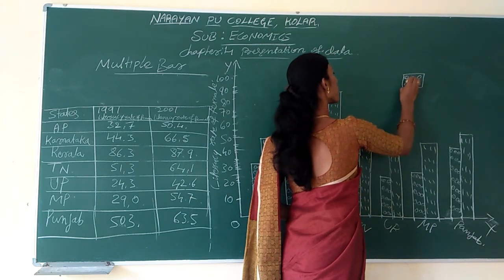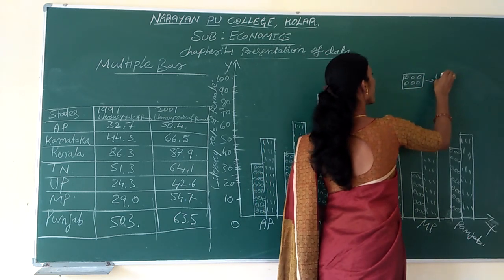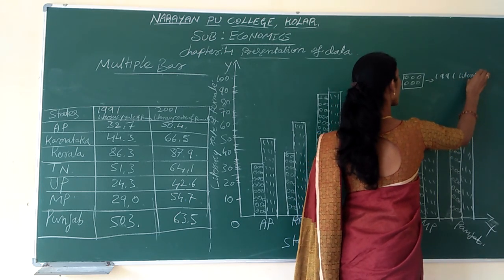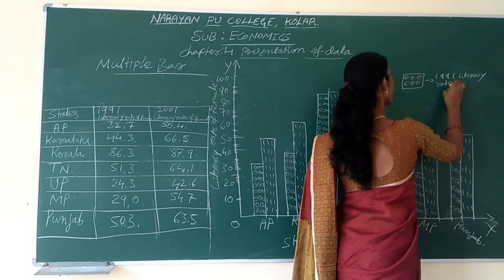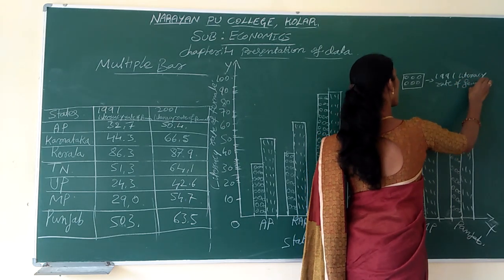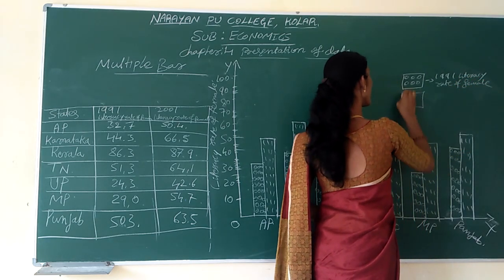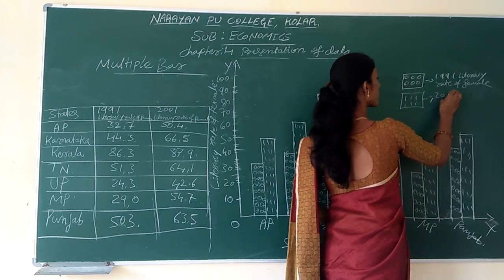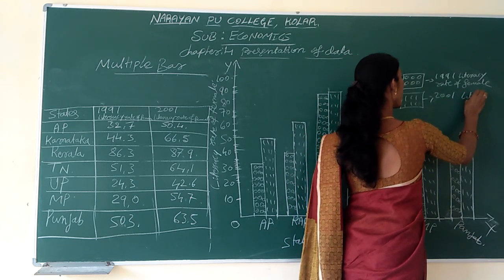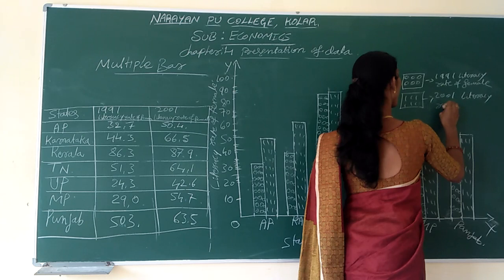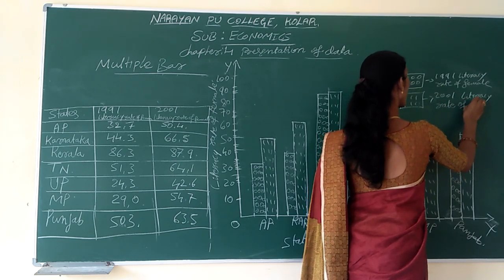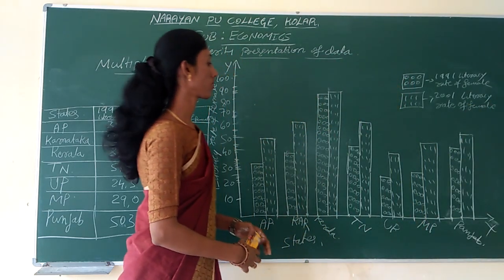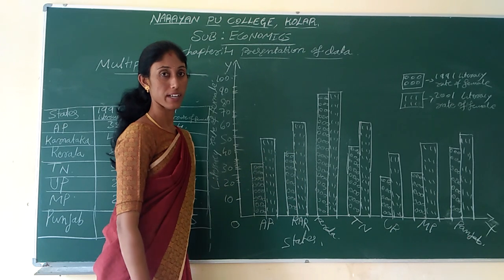Now, this bar is going to represent the 1991 literacy rate of female, and this dotted bar is going to represent the 2001 literacy rate of female. Got it? Likewise, we need to represent the multiple bar diagram.